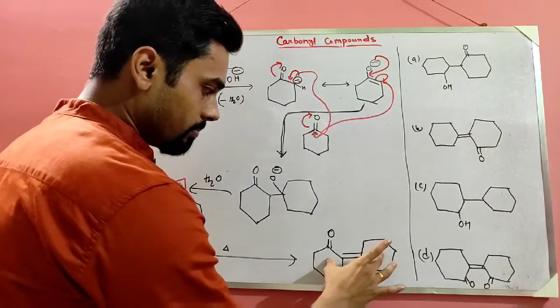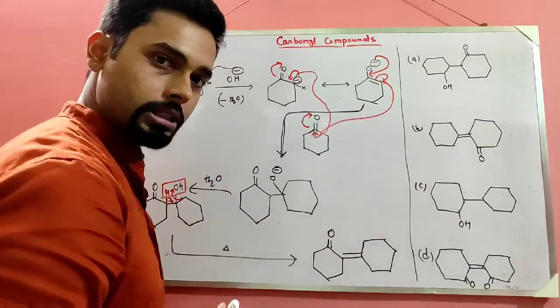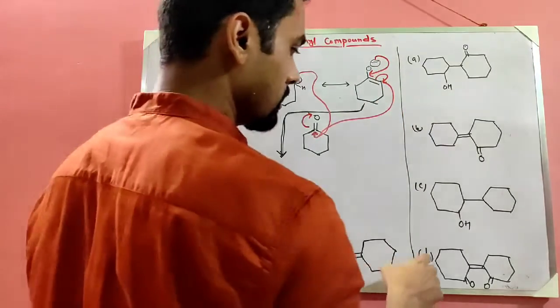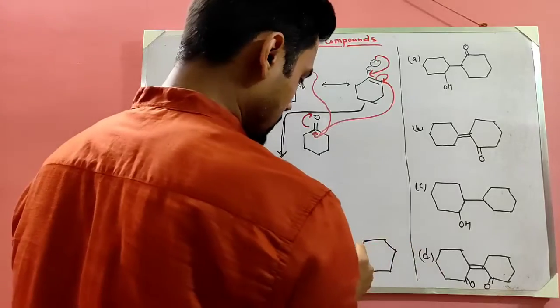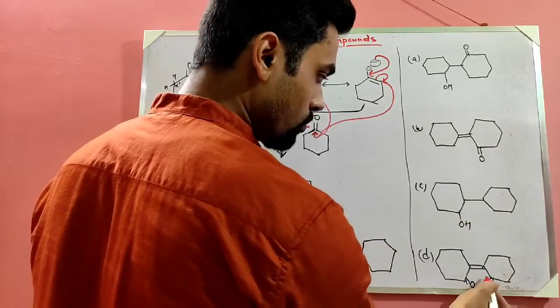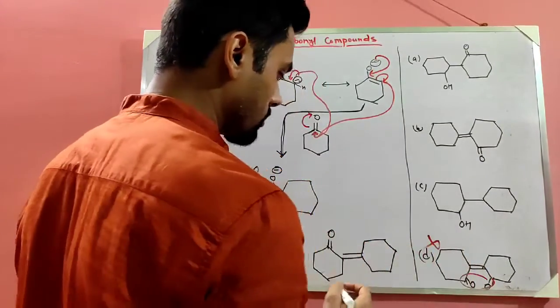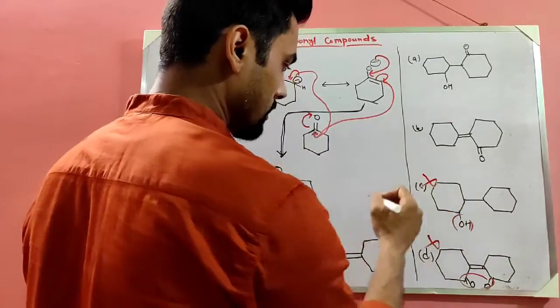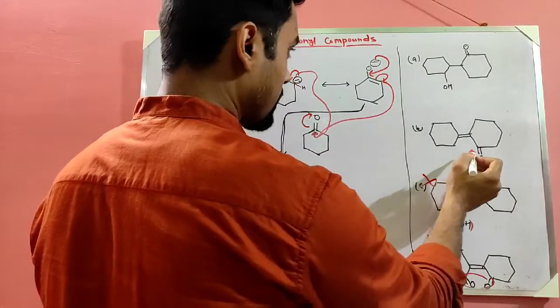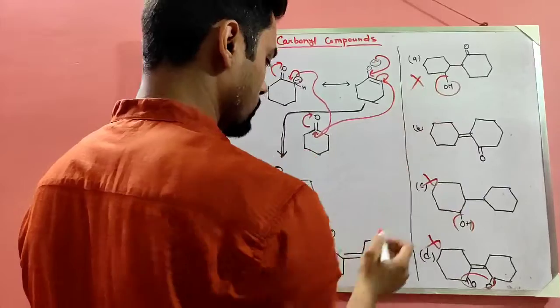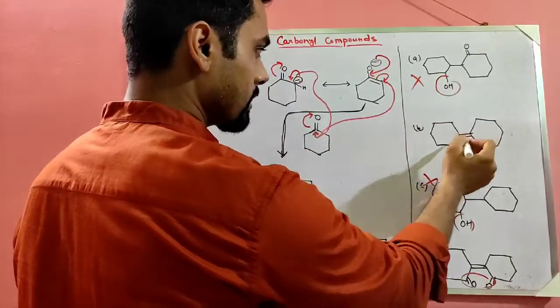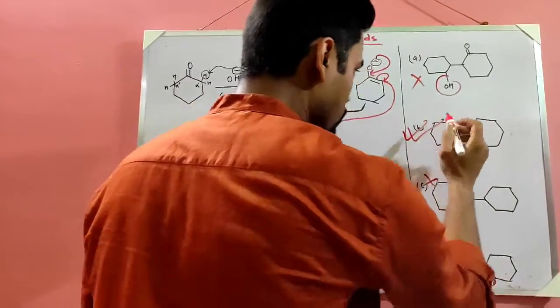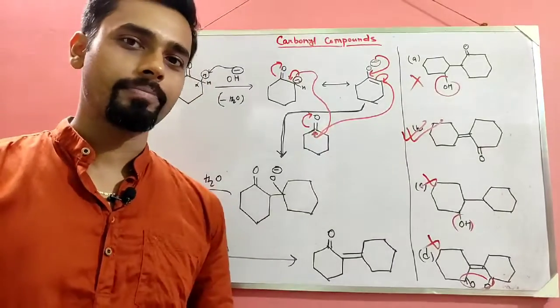So this compound matches which of the given compounds? Let's look. Here there are two C double bond O, so this is not it. Here OH, this is also not it. Here also OH, this is not it, and this is similar to option B. So B is the final answer.